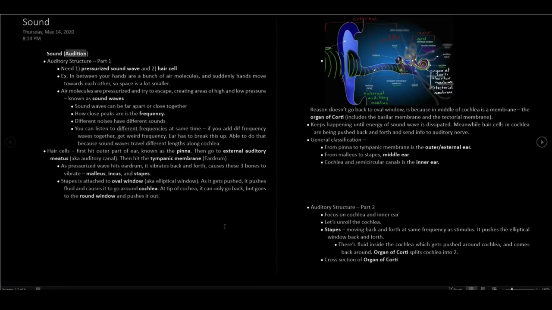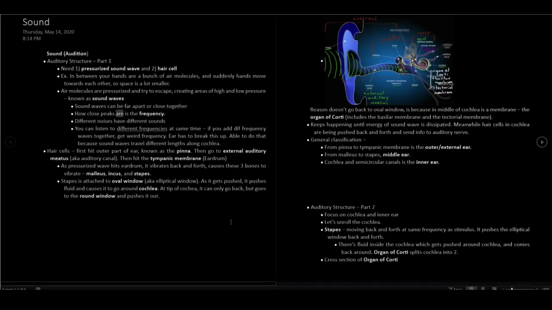Audition. Auditory structure part 1. We need 1, a pressurized sound wave, and 2, hair cells. In between your hands are a bunch of air molecules, and suddenly your hands move towards each other, so the space is a lot smaller. Air molecules are pressurized and try to escape, creating areas of high and low pressure known as sound waves. Sound waves can be far apart or close together.